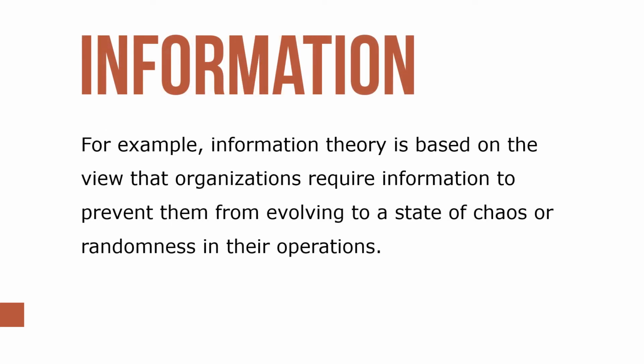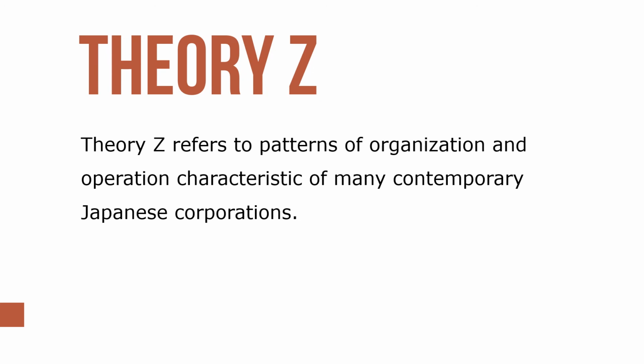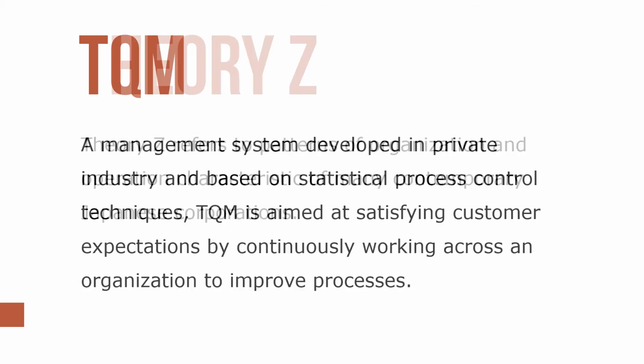Information theory is based on the view that organizations require information to prevent them from evolving to a state of chaos or randomness in their operation. Game theory addresses competition among members of an organization for gains or losses in terms of access to resources. Theory Z refers to patterns of organization and operation characteristic of many contemporary Japanese corporations.